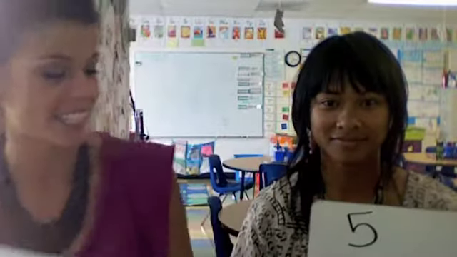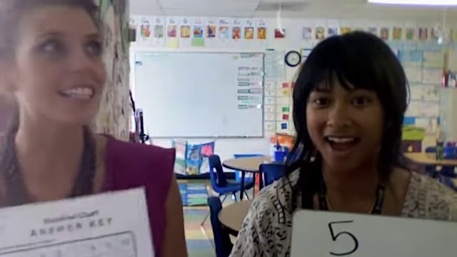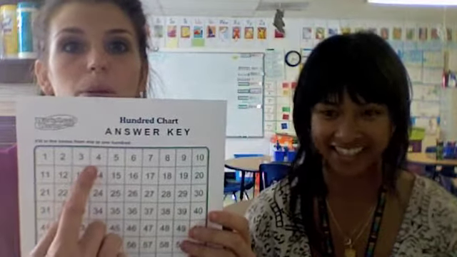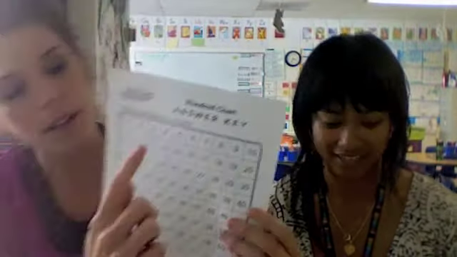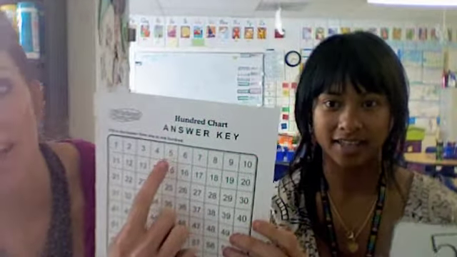Miss Mendoza is thinking. Let's see what she got. 5? It is 5. Very good. Yay. Miss Mendoza knew that the number between 4, my friends, and 6 was 5. So very good job. Now we're going to do one more example.